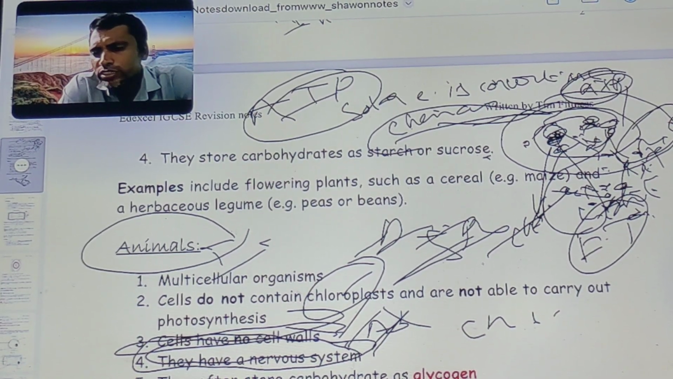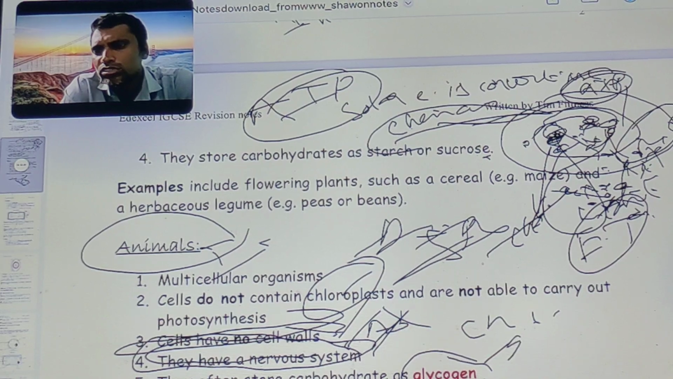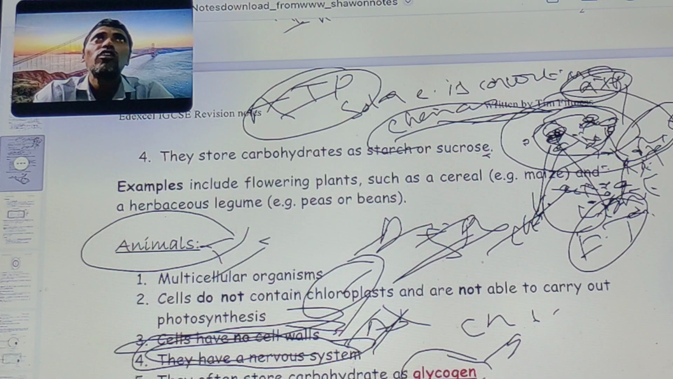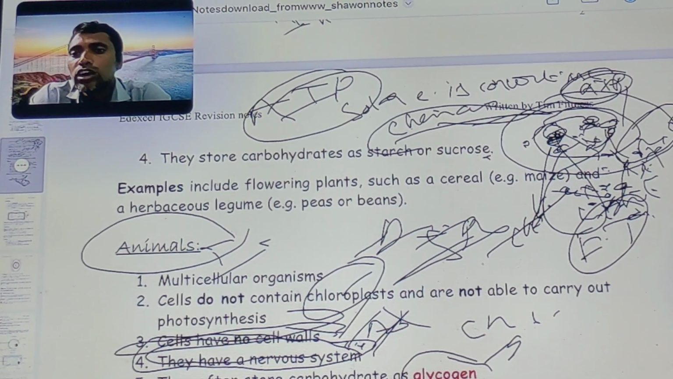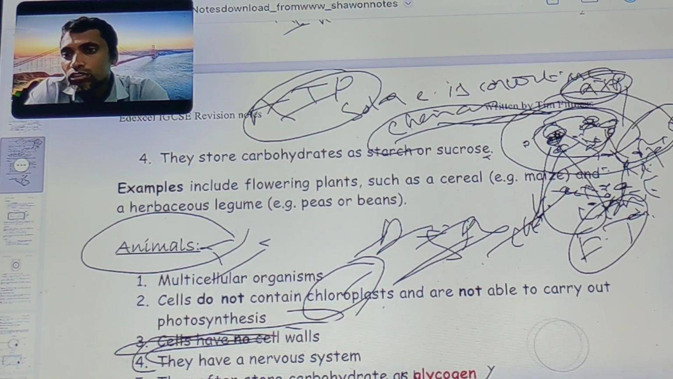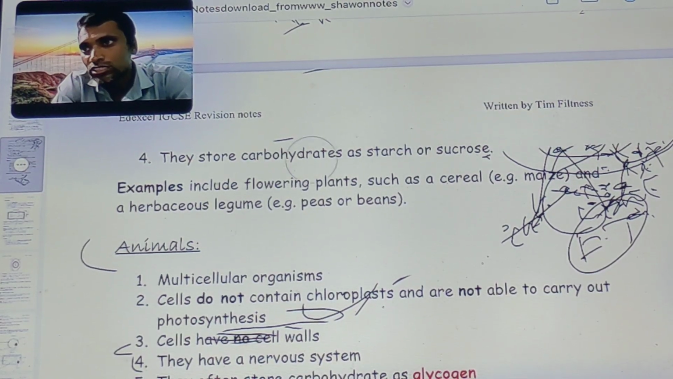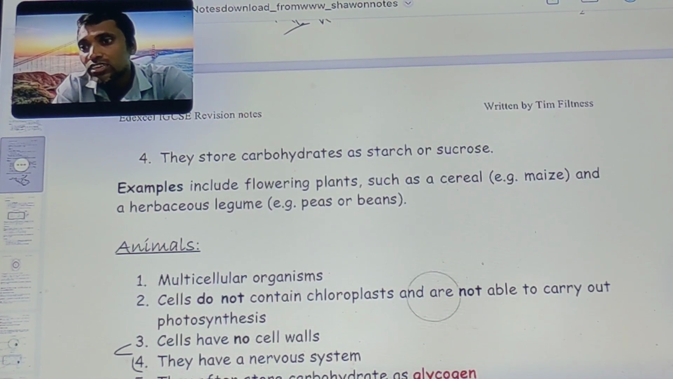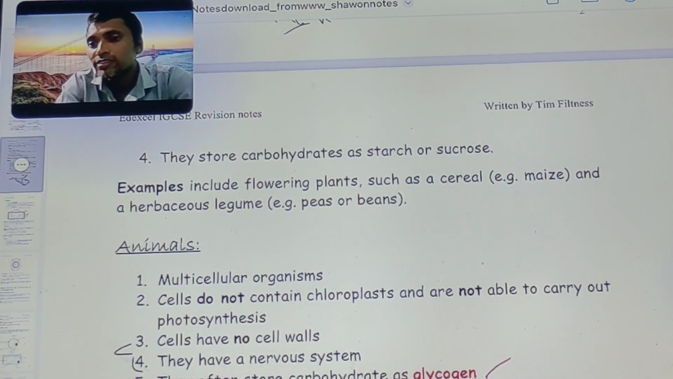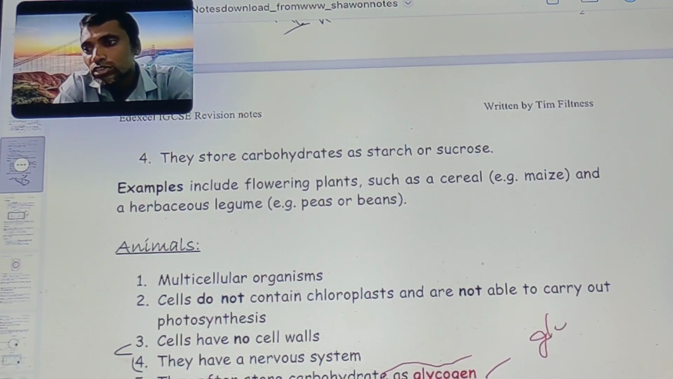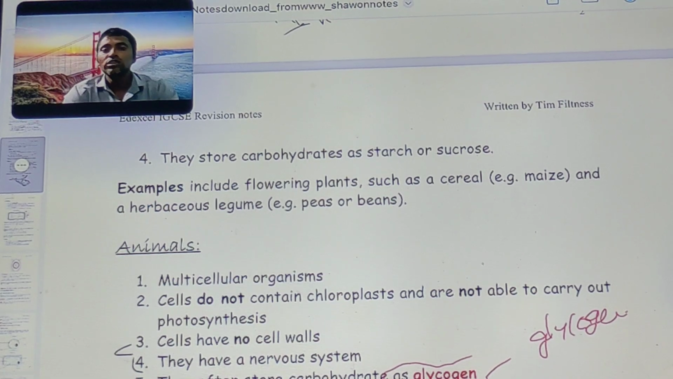Animals often store carbohydrate, including mammals and humans. Only in plants is carbohydrate stored as starch. But in animals it is glycogen, not glycerol. Sorry, it is glycogen. The stored carbohydrate is glycogen.